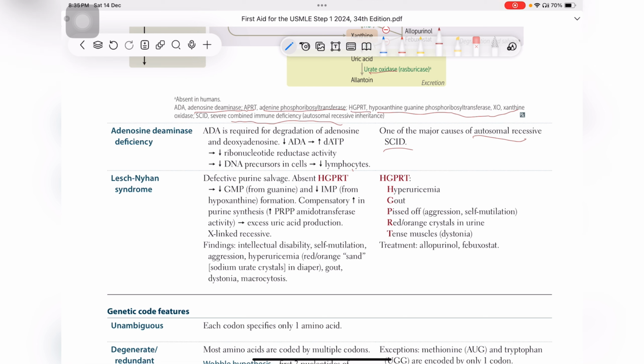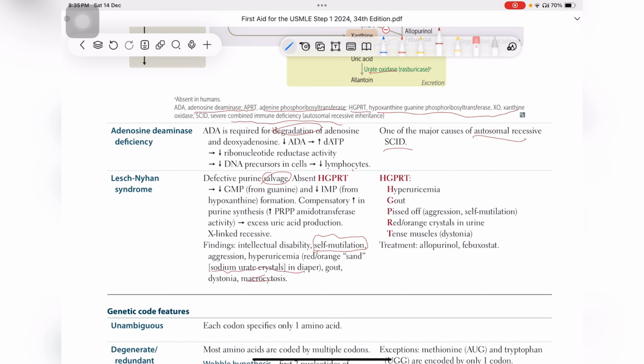Lesch-Nyhan syndrome: defective purine salvage pathway, absent HGPRT. This is a salvage pathway defect, not a degradation pathway defect. Decreased GMP, decreased IMP, because you are not reforming all these. So there will be compensatory increase in purine synthesis, increased PRPP amidotransferase activity, excess uric acid production, X-linked recessive. Self-mutilation is nothing but biting your peripheries, fingertips. Hyperuricemia, red-orange sodium urate crystals in diaper. This is important: sodium urate crystals in diaper.